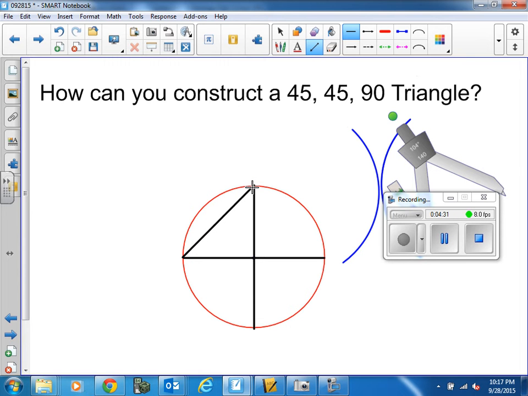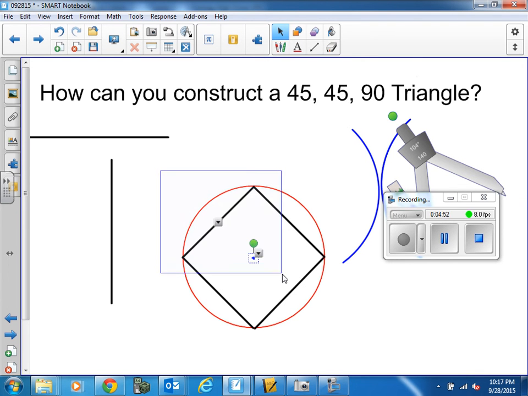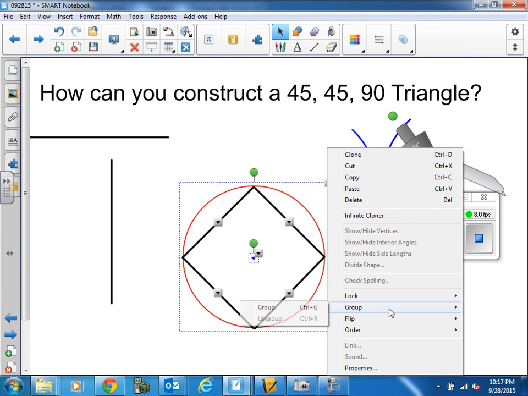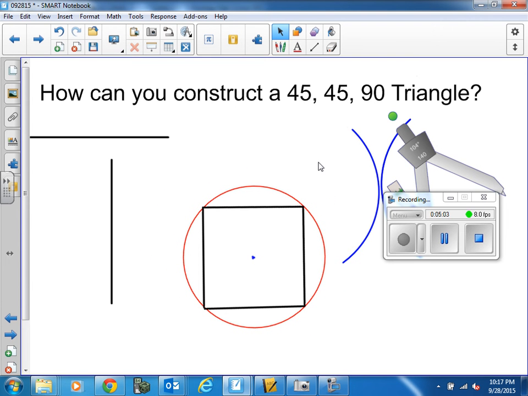And you have a square. Like so. I'm going to group this just so I can deal with it by itself. All right, so now we have a square. Now, the thing about a square that we know is we have 90 degrees on each corner.